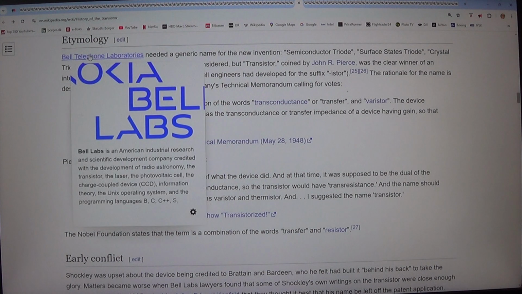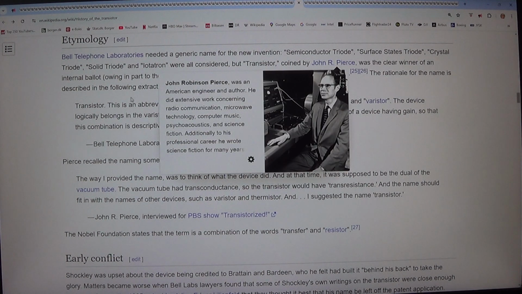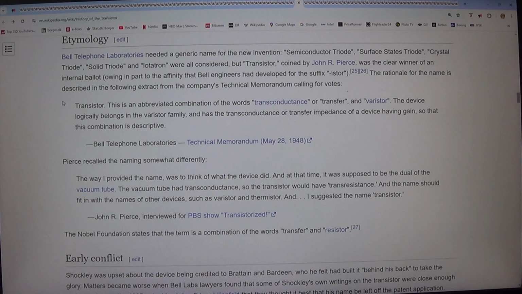Bell Telephone Laboratories needed a generic name for the new invention. Semiconductor triode, surface states triode, crystal triode, solid triode and iotatron were all considered, but transistor, coined by John R. Pierce, was the clear winner of an internal ballot, owing in part to the affinity that Bell engineers had developed for the suffix "-istor." The rationale for the name is described in the following extract from the company's technical memorandum calling for votes.